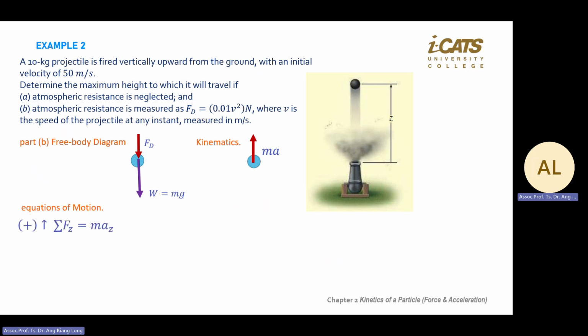Next, you write F equal to MA. So in this case, you only have one direction, Z. Going up is positive. Then look at the diagram and solve for F on the left-hand side of the equation. Copy what you see in the kinematics diagram onto the right-hand side of the equation.